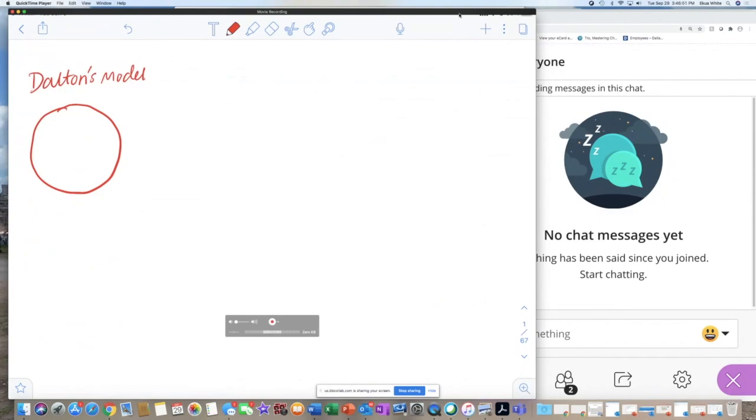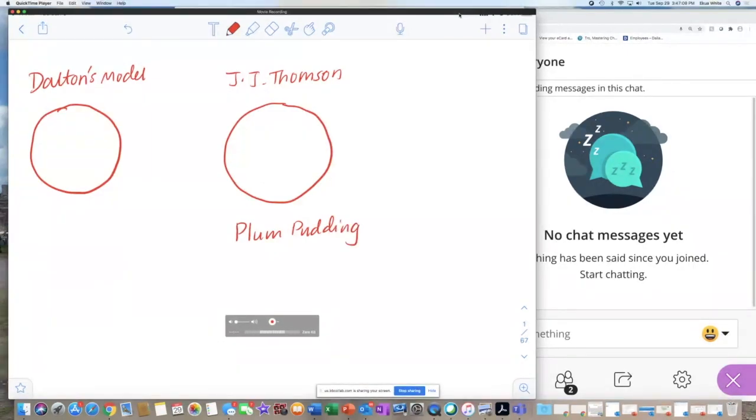Okay. And then we had J.J. Thomson, whom I like to call J.J., like I know him from somewhere. J.J. Thomson talks about the plum pudding model. So you've got plum and you've got pudding. Now, the plum pudding model is kind of like a donut hole, because it's round, but it's more like a muffin, like a blueberry muffin. It looks like a donut hole, but it's a lot larger, like a muffin, and it's got blueberries in it.